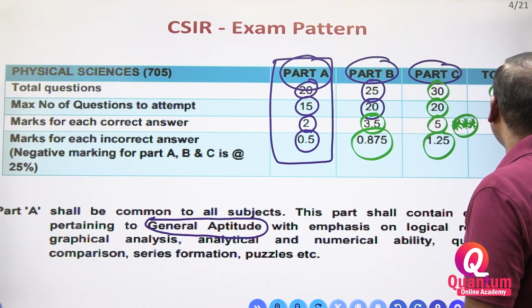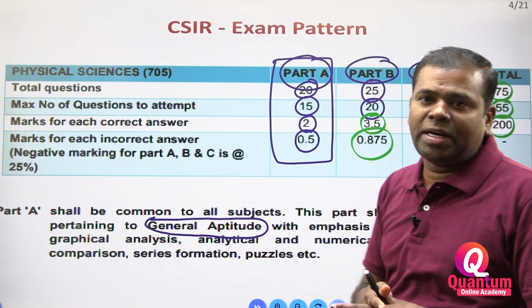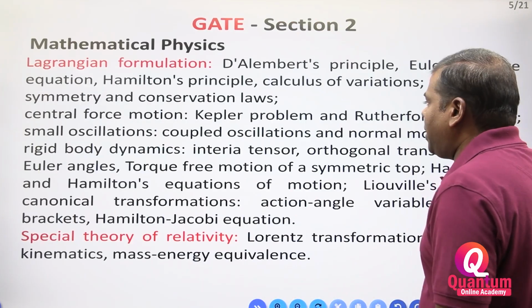There are 75 questions in total, and you have to attempt only 55 questions. There are 200 marks. This is the exam pattern of the CSIR exam. Please concentrate on the exam pattern also.